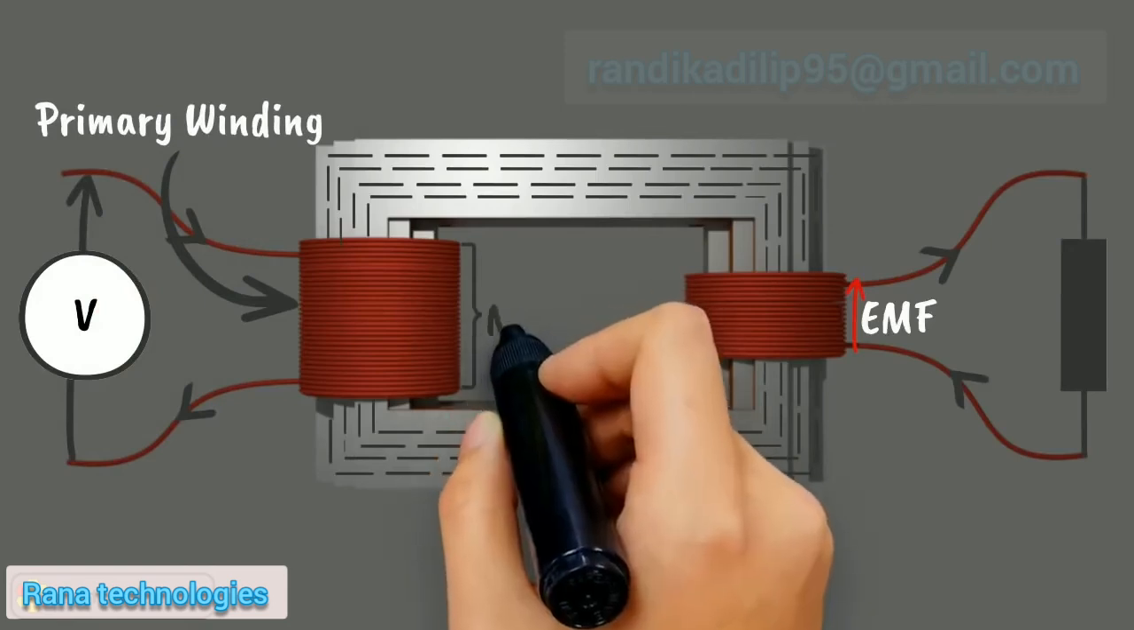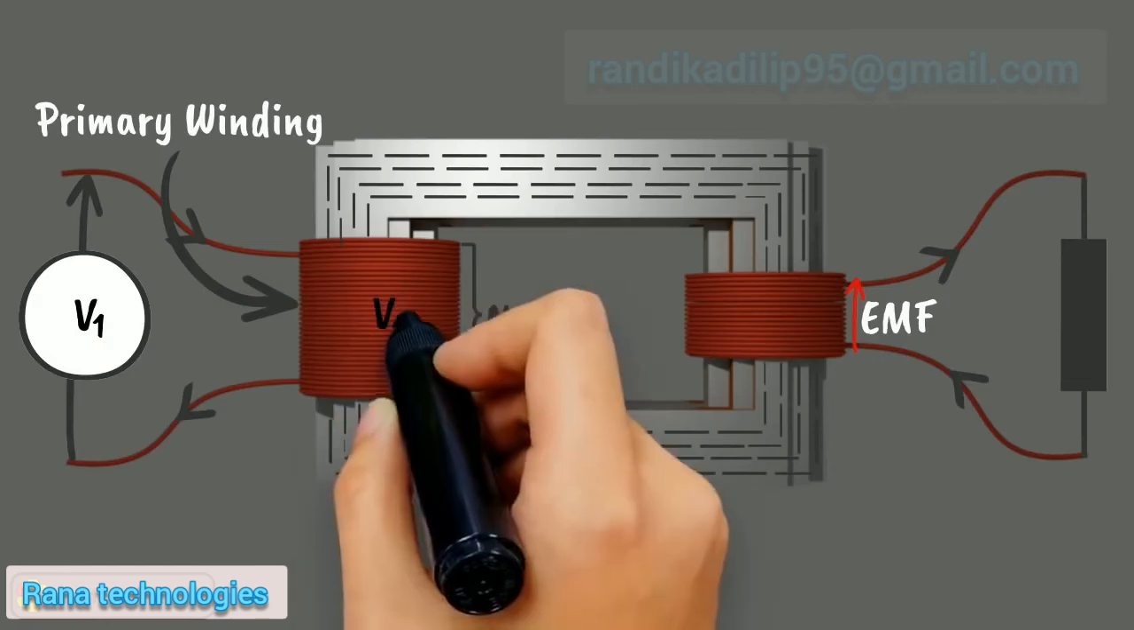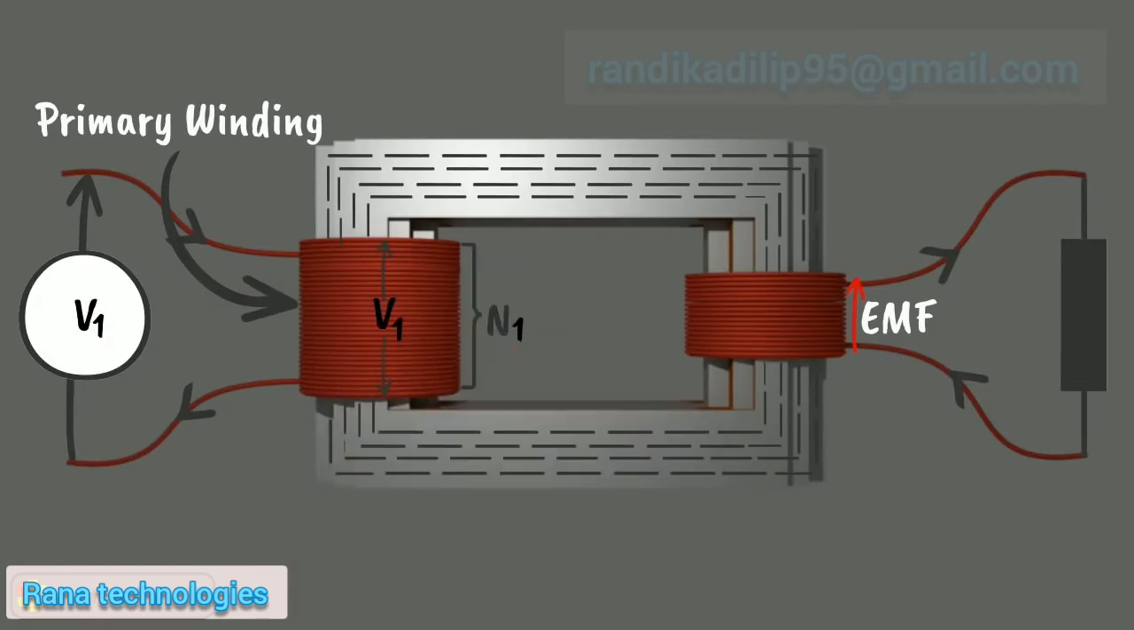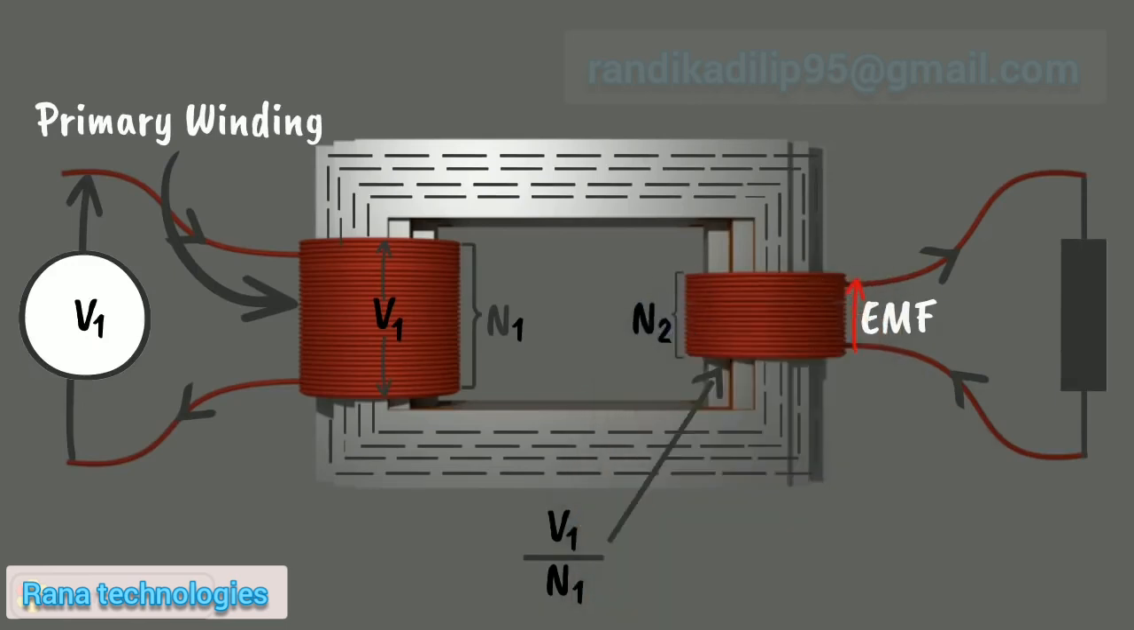Now, if this primary winding has N1 number of turns and the supply voltage or induced voltage across the primary winding is V1, then voltage per turn in the primary winding is V1 by N1. So far, we have understood that exactly this V1 by N1 voltage will appear across each turn of the second winding. So if this second winding has N2 number of turns, then total voltage across the second winding is N2 into V1 by N1, and let us say this is V2.